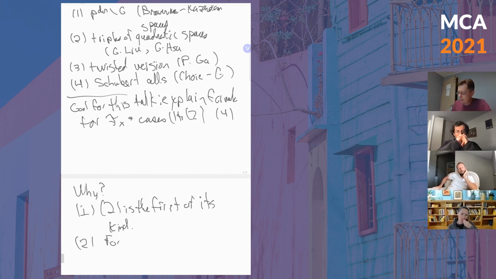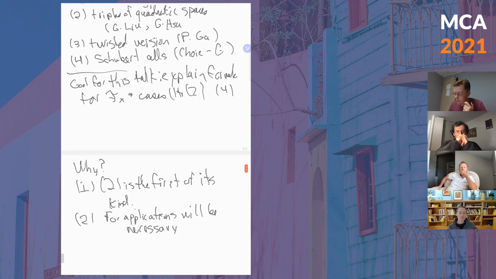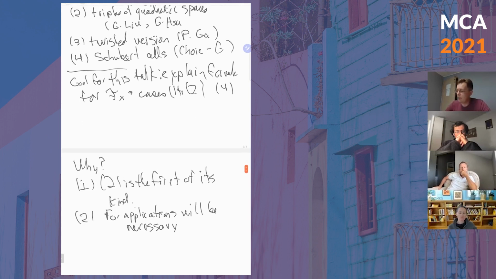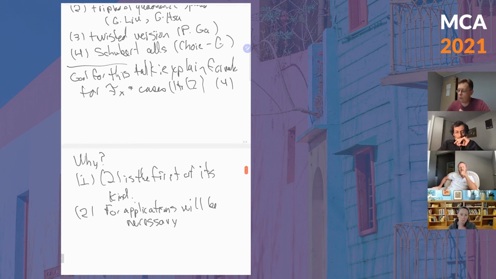Second, for applications, it will be necessary. So prior to the work that I'm going to talk about today, all that we knew was that the Fourier transform in, say, case 2 up here existed. And I could imagine that this setting will lead to, for example in analytic number theory, a playground where any question that you could answer using a vector space, you could try to answer in a more rich geometric setting.